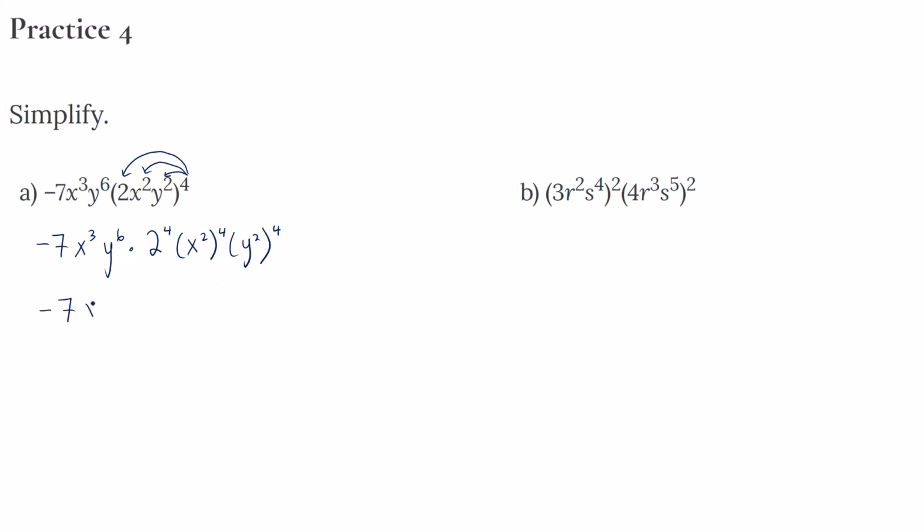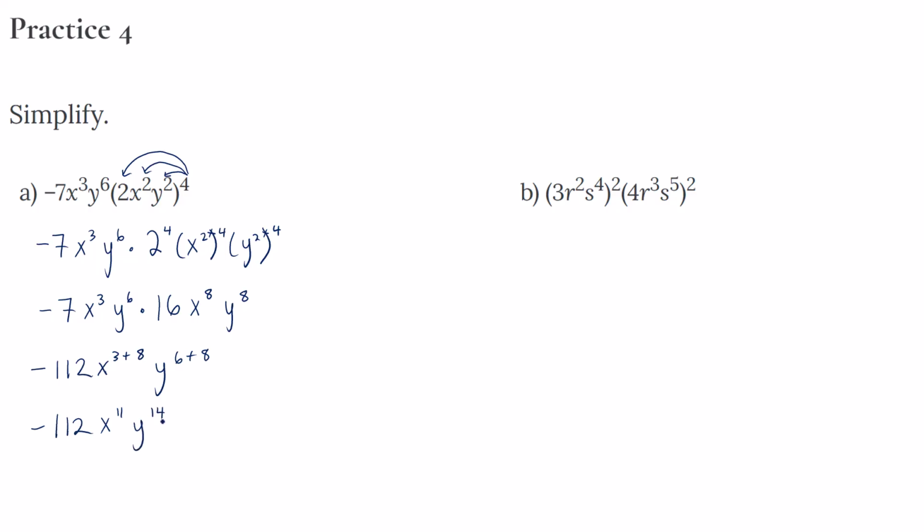So -7 x cubed y to the 6, 2 to the power of 4 I'm going to write as 16. These get multiplied, so x to the power of 8, y to the power of 2 times 4 is 8. And now I can multiply coefficients together. So -7 multiplied by 16 is -112. I can now put my x's together, so 3 plus 8, and then 6 plus 8. And finally, -112 x^11 y^14.